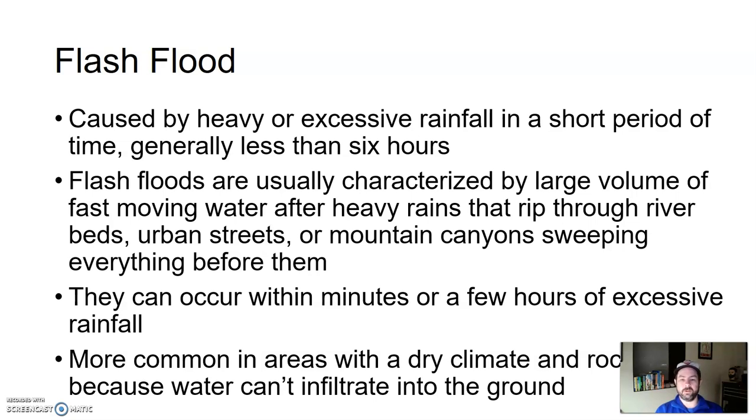These are more common in areas with a dry climate and rocky terrain because water can't infiltrate into the ground. So you get a lot of water dumped onto mountains and it's going to rush right off. Could cause a flash flood. You get a lot of water dumped in the desert, it can't really soak into the ground. The ground might be too compact or full of other minerals, preventing that. The water is going to flood. It's going to move fast.